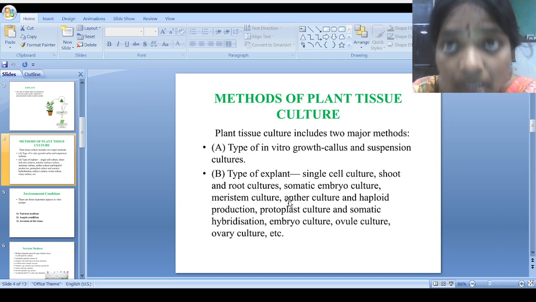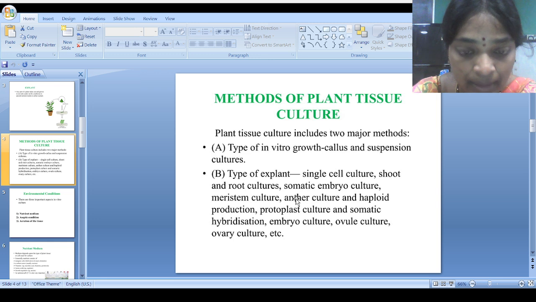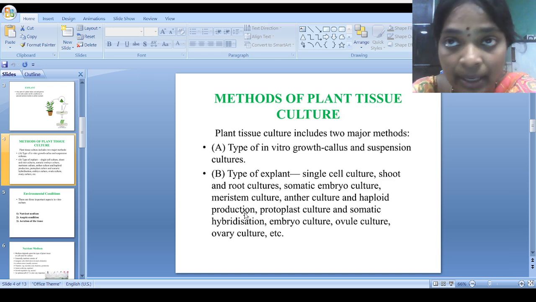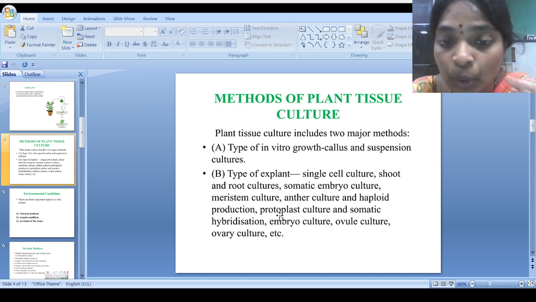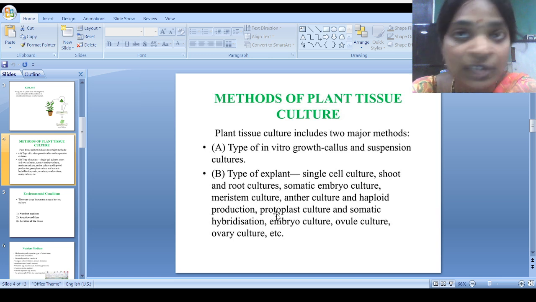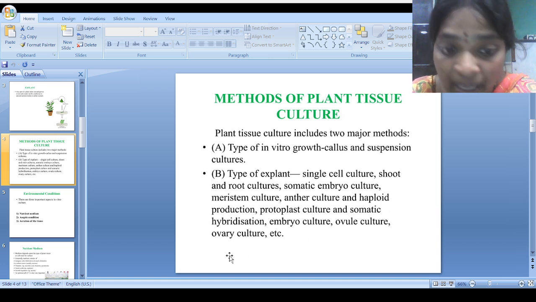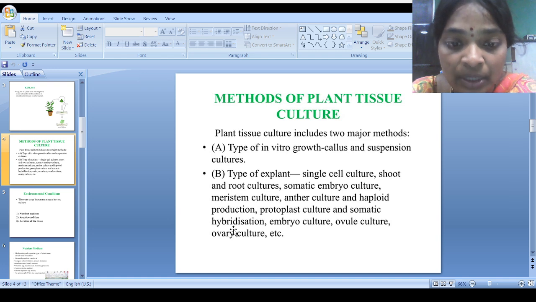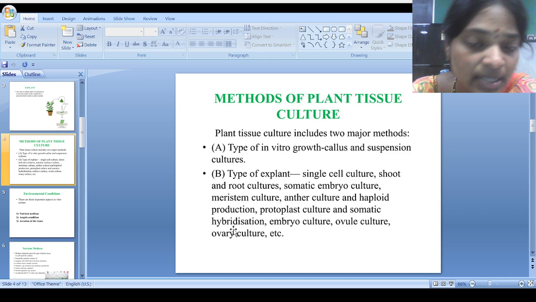Next, anther cultures, especially Datura flower, we can have these anther-like structures. We can dissect the anther and take that. Haploid production is also a good example, when we have haploid gametes, n type, single n. Protoplast culture is known as cells without a cell wall. They are naked cells. We can easily isolate the protoplast from the plasma membrane. Next, somatic hybridization, where we have also talked about hybrid production, and synthetic seeds, the encapsulated seeds. All these are examples of that.